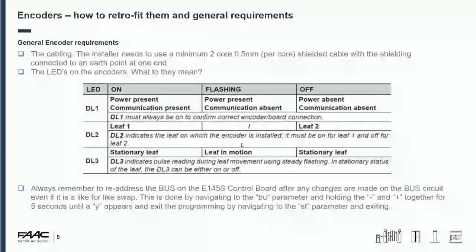One thing as well that I like to just make sure people are aware of is if you make any changes on the bus system, even if you change a like-for-like system, like you take off an encoder and put another encoder back in, it is always best to readdress the bus. It's a relatively simple process. All you need to do is navigate to the bus parameter and hold the plus and minus together for 5 seconds until a white comes up, and then you just exit the program, and that's it.